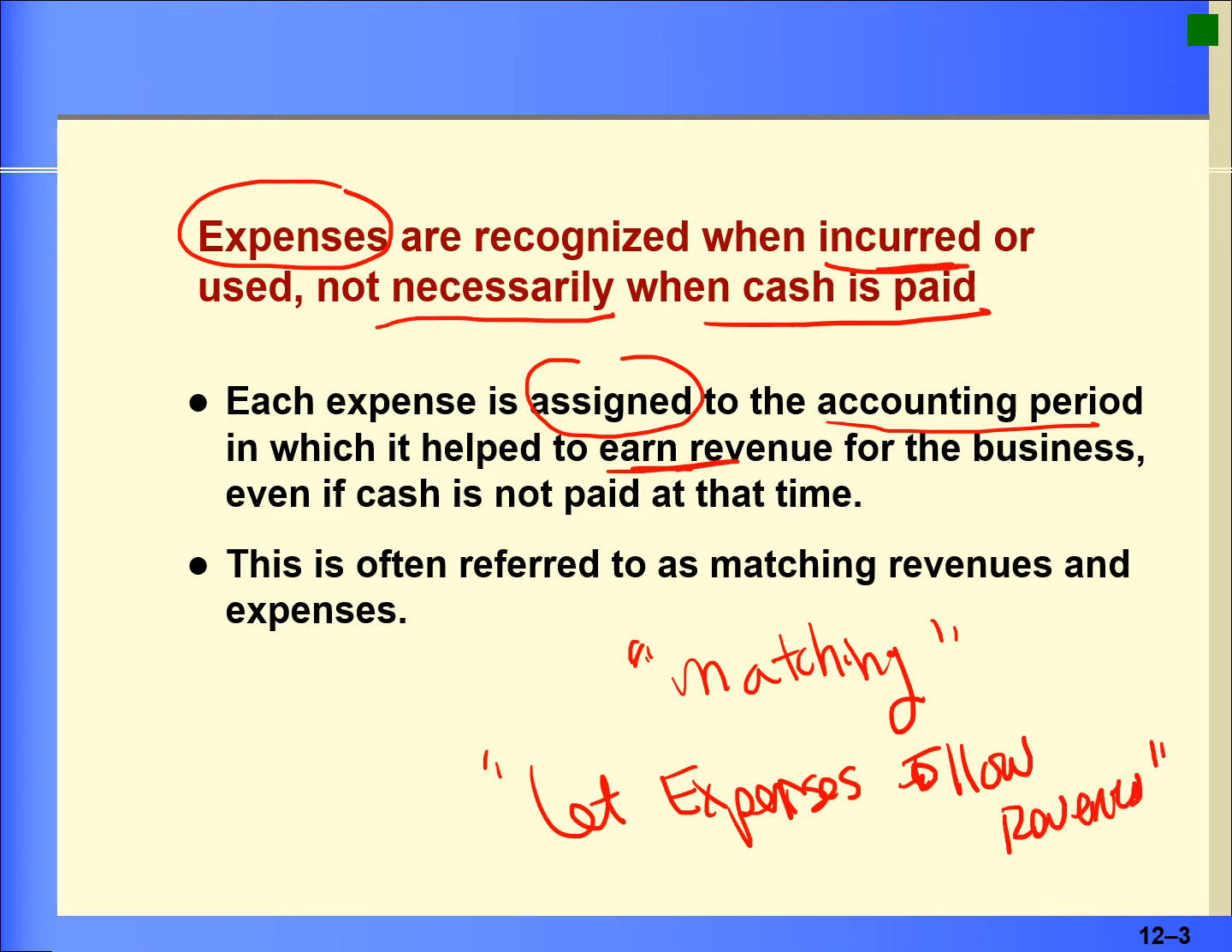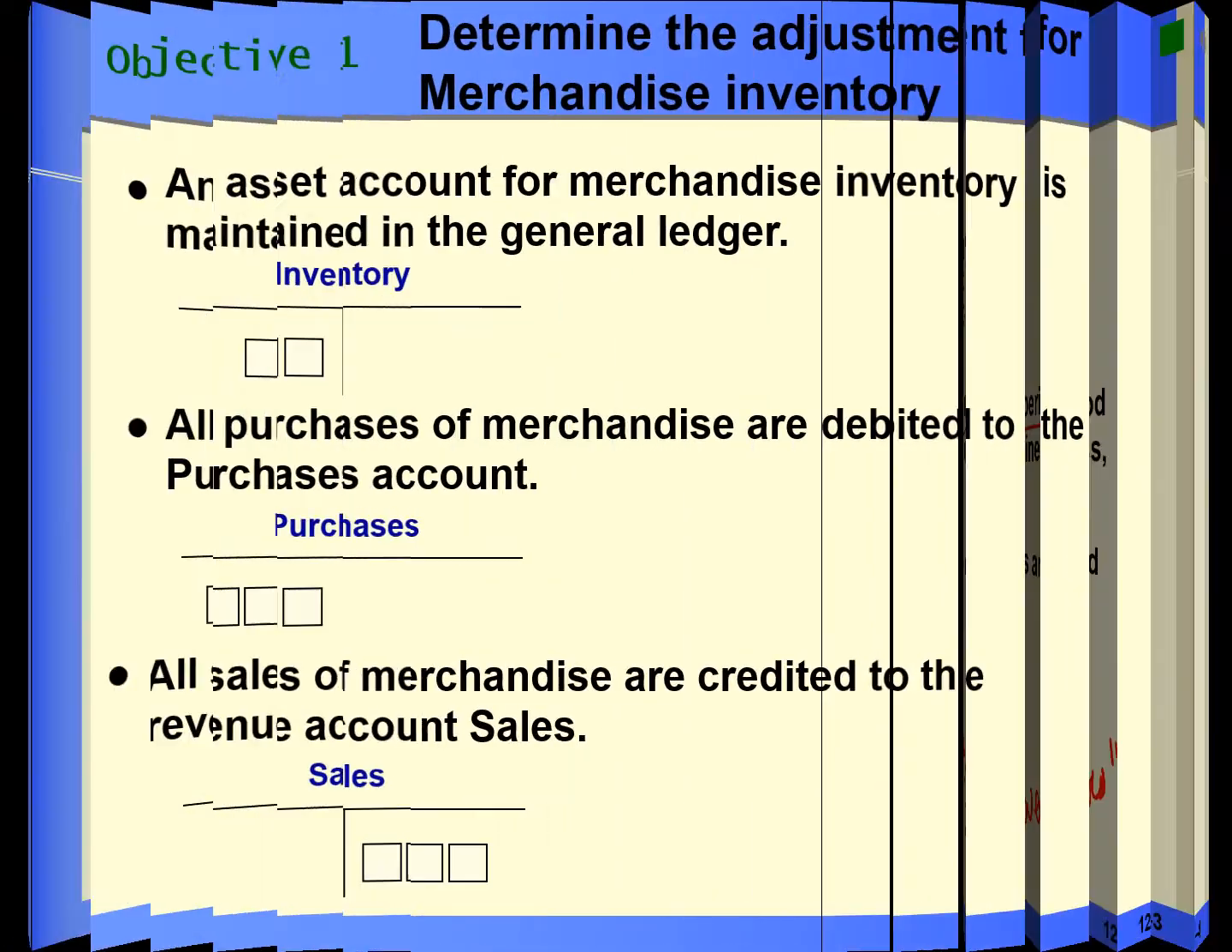So if you've earned all your revenues for the year 2015, you want to make sure you put all the expenses in 2015 that helped to generate that revenue. Think of the matching principle: you try to match the revenues with the expenses.